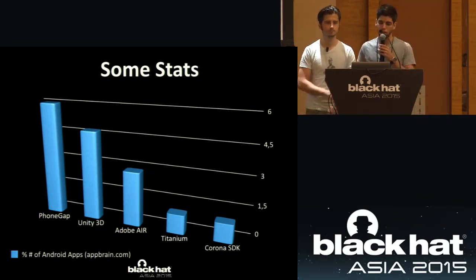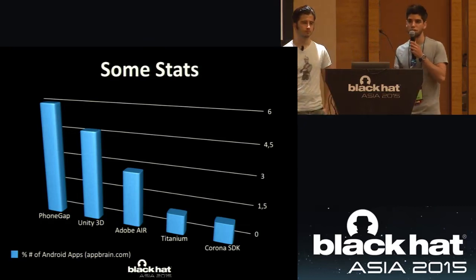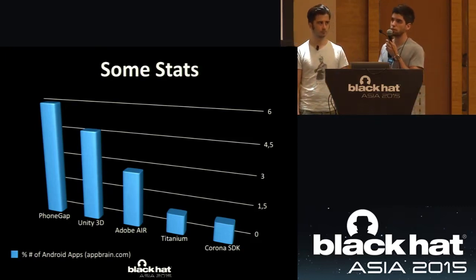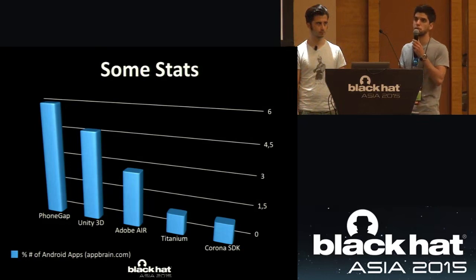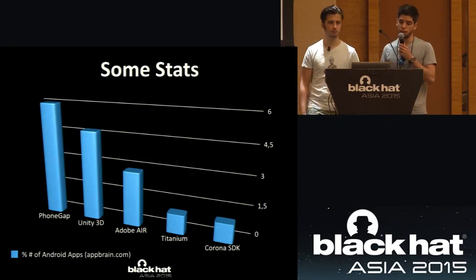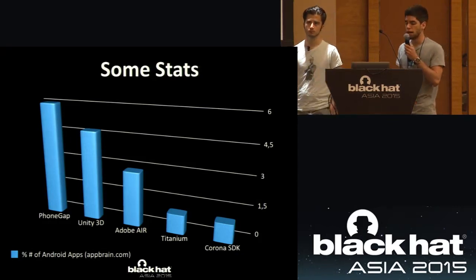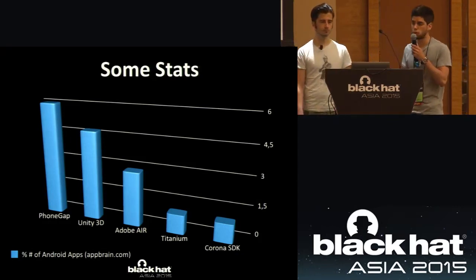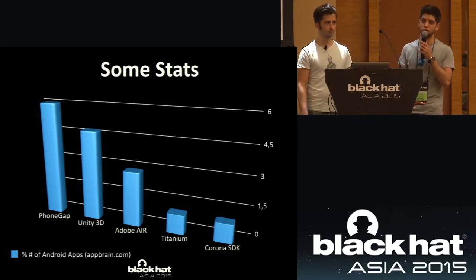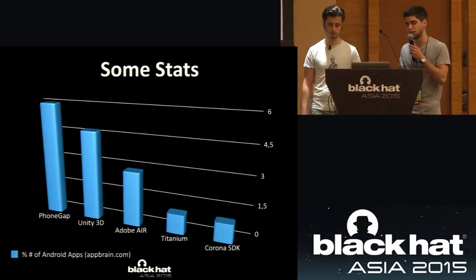From top to bottom, we have, for example, PhoneGap, also known as the Cordova framework, which is one of the most famous and important frameworks out there. Nowadays it is used in approximately 6% of applications in the Play Store. Then we have Unity 3D and Corona SDK, which are both used for game development. We also have Adobe AIR and the Titanium framework. We all know Adobe AIR already, very famous because of the vulnerabilities in its source code. And Titanium is quite interesting.